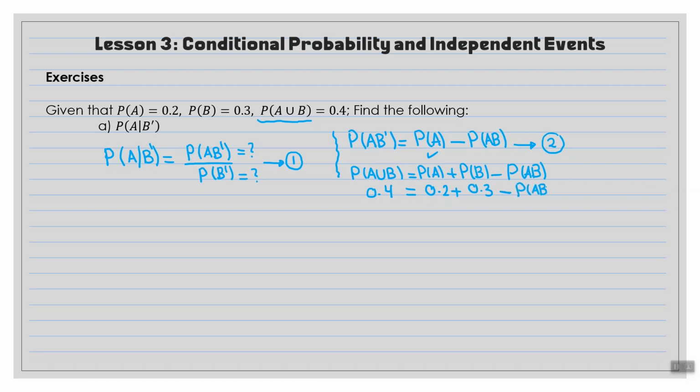Good? So to find it, since it's negative, I am going to transpose it to the other side to make it positive. And I will move 0.4 to this side. So this is negative probability of AB. I will move it to the other side. It becomes positive probability of AB. So the probability of AB equals 0.2 plus 0.3 is 0.5, minus, and then you will transpose the 0.4 to the other side, so it has become negative. 0.5 minus 0.4 is 0.1. So the probability of AB is 0.1.